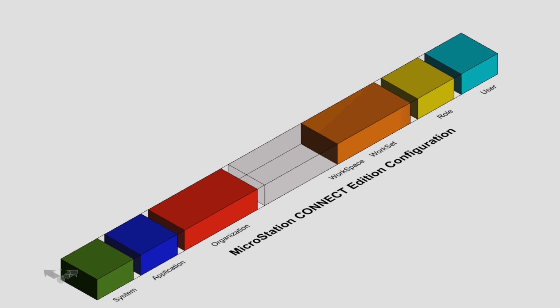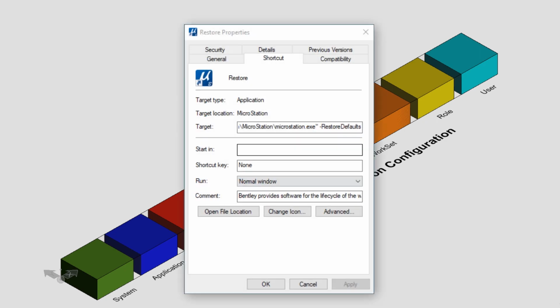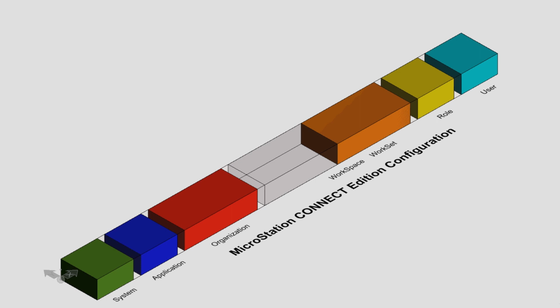Keep in mind that MicroStation will create it if they don't exist. MicroStation will create numerous files, including that personal DGN library. These files can be removed at any time using the startup switch -restoredefaults. Again, MicroStation will recreate these, but any custom setup would need to be restored.